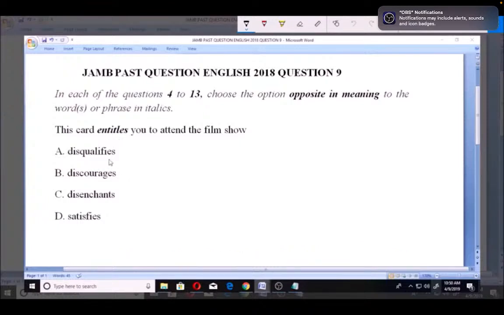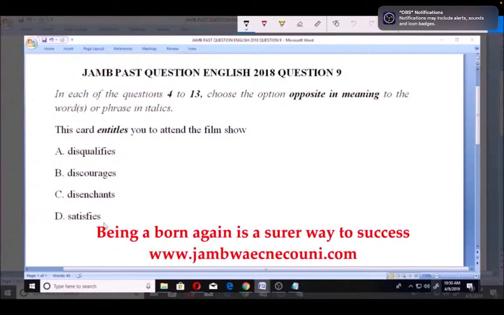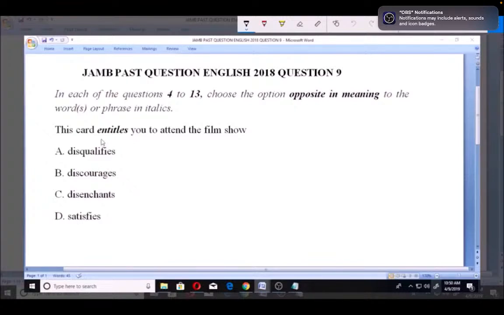Option A, disqualifies. B, discourages. C, disenchants. D, satisfies. Now, for a quick one, the right option should be disqualifies, because it's either you're entitled to attend or you're disqualified. That means you're not entitled. So option A is the right answer, but to get a very clear picture of what is happening, we need to give the definitions of the various words concerned.